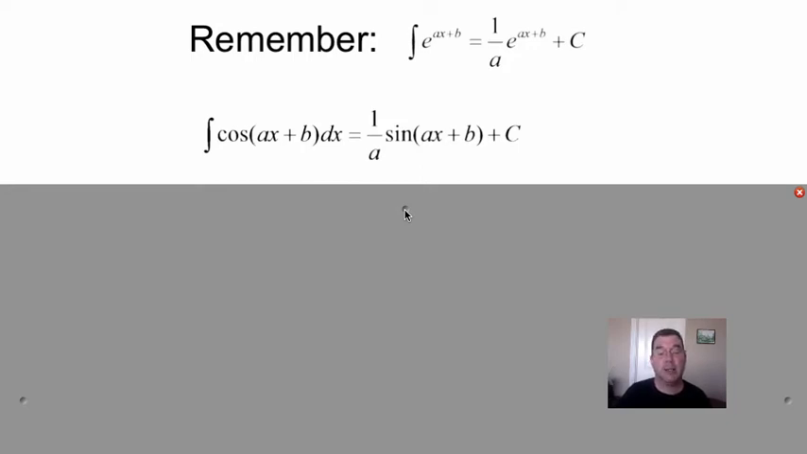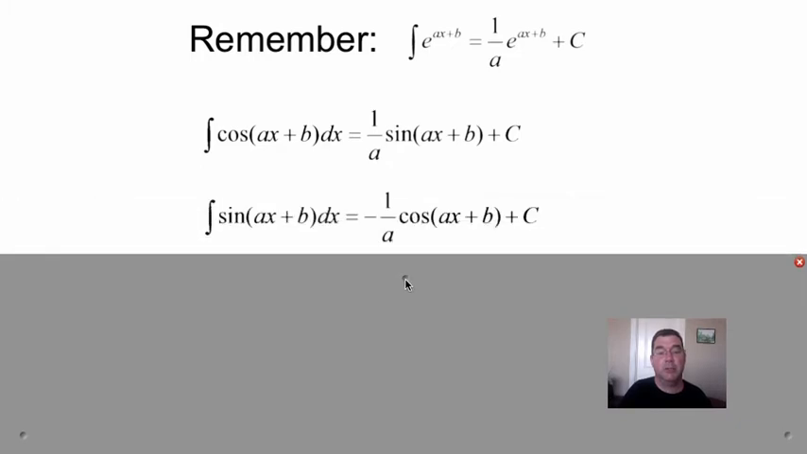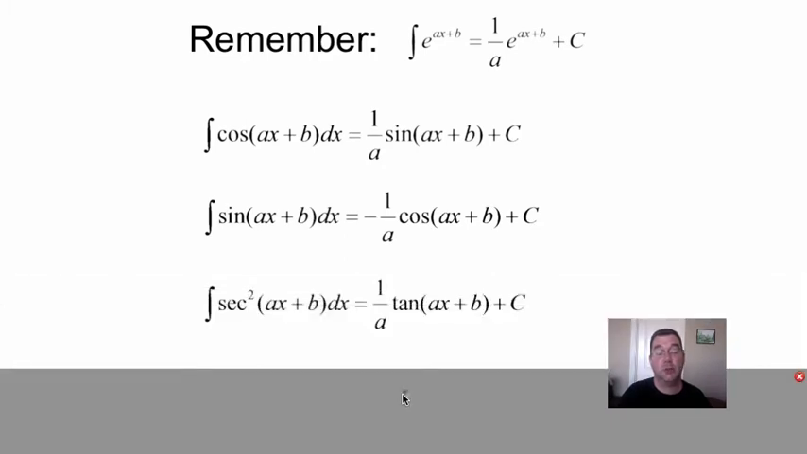So the cosine of ax plus b, the antiderivative of that is going to be 1 over a times the sine of ax plus b plus your constant, for the exact same reason. You could go through and take derivatives just to see what I mean by that, but it should be straightforward. Similarly, the antiderivative of sine ax plus b is going to be negative 1 over a times the cosine of ax plus b. And then lastly, the antiderivative of secant squared of ax plus b is going to be 1 over a times the tangent of ax plus b plus a constant.